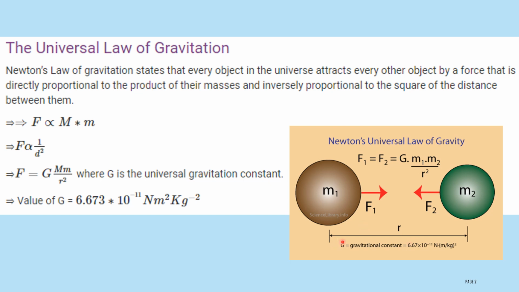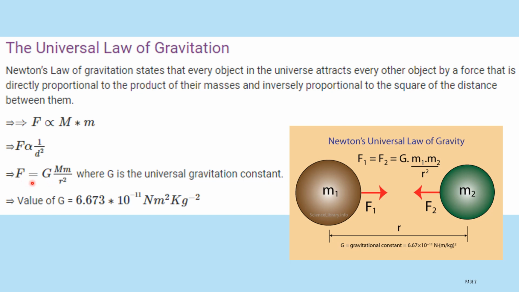Consider r as the distance between these two objects. Then the force of attraction between these two objects depends upon the square of the distance between them, that is, it depends upon r square. Then if you remove this proportionality, you have to introduce a proportionality constant. Here we consider capital G as the proportionality constant.